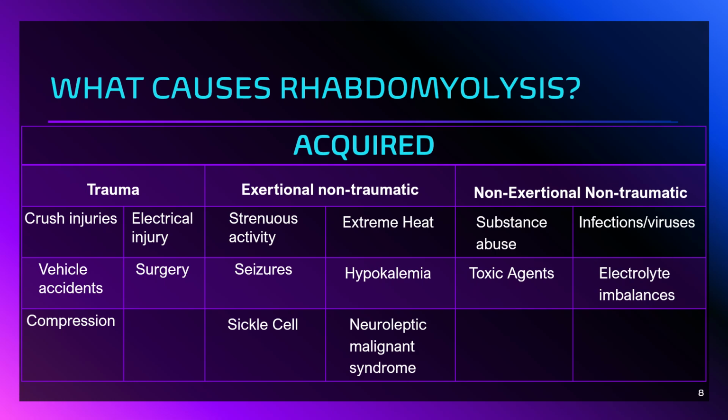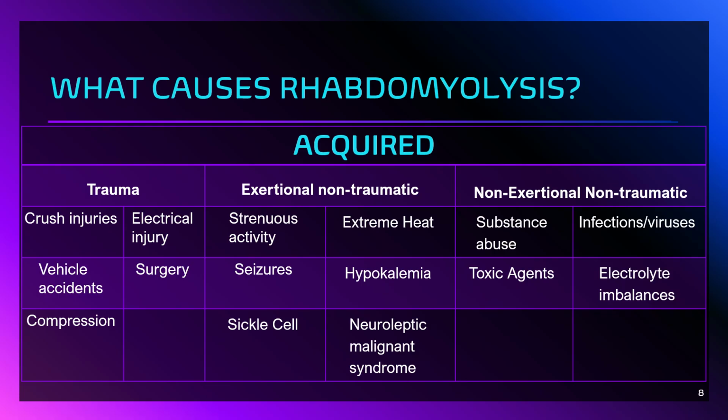There are multiple causes of rhabdomyolysis, to include acquired and genetic. Acquired can be broken down into three groups: trauma causes, exertional non-traumatic causes, and non-exertional non-traumatic causes. The genetic group includes genetic disorders. Trauma-induced rhabdomyolysis includes crush injuries following natural disasters or man-made events, for example, bombings, earthquakes, or building collapses. Vehicle accidents, compression of blood vessels as seen with the application of a tourniquet, high voltage electrical injury, vascular or orthopedic surgery.